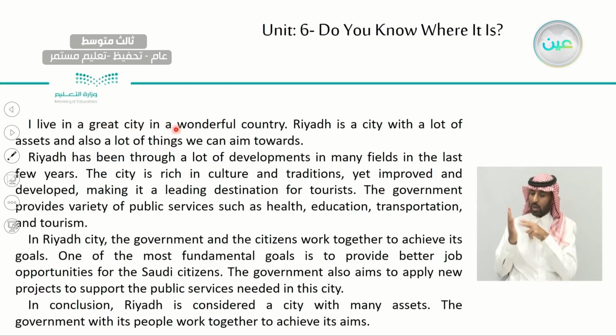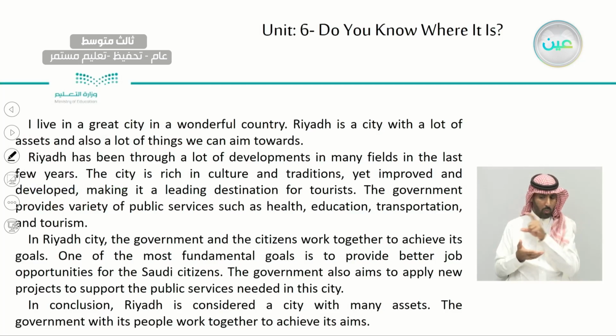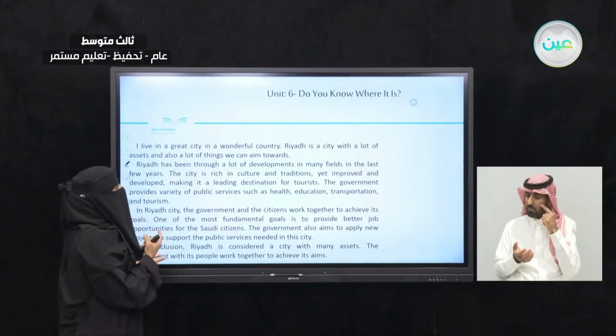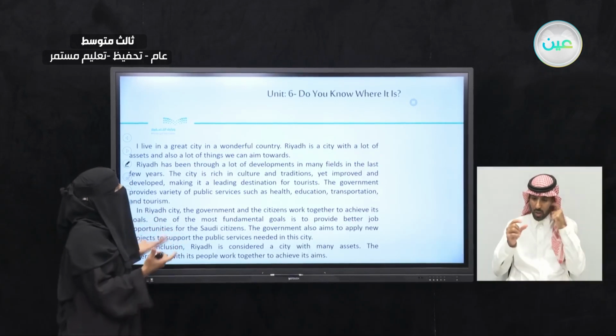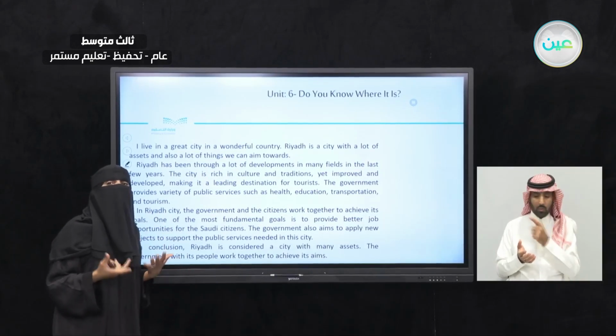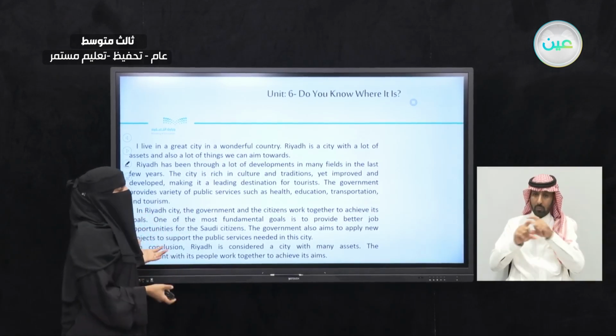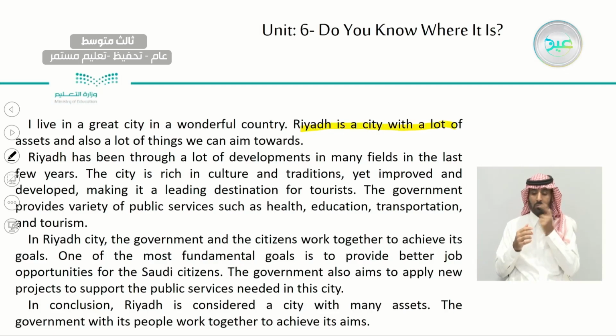I live in a great city in a wonderful country. Riyadh is a city with a lot of assets, and it also has a lot of things we can aim toward. What do you think my writing will be about? My writing is about Riyadh. How did you know? Where is the main idea? I said I live in a great city in a wonderful country. Is this my main idea? No. The main idea, usually we write it in the introduction. Right? So where is the main idea? Excellent. Riyadh is a city with a lot of assets and also a lot of things we can aim toward. This is my main idea.